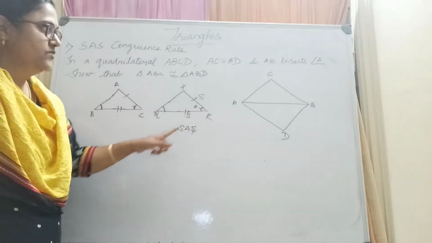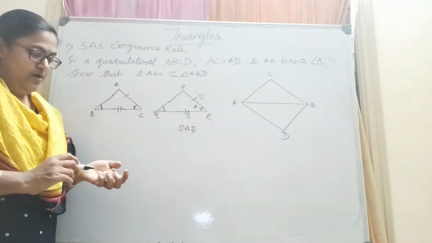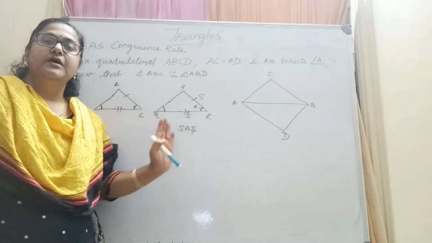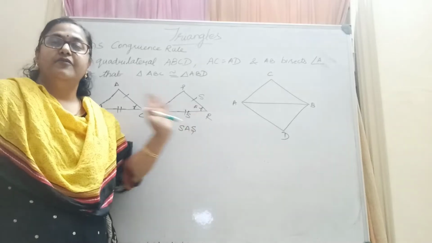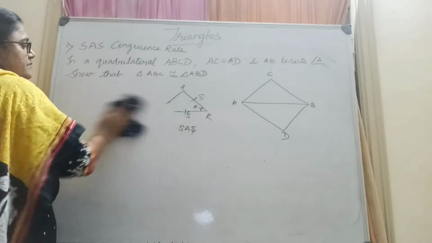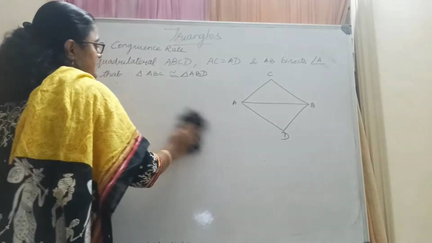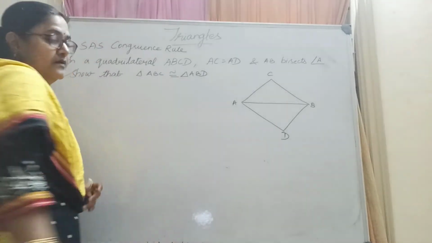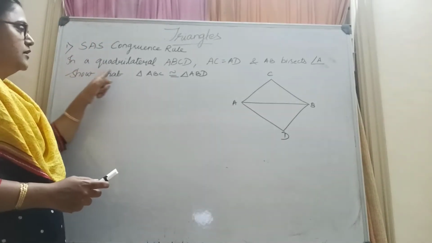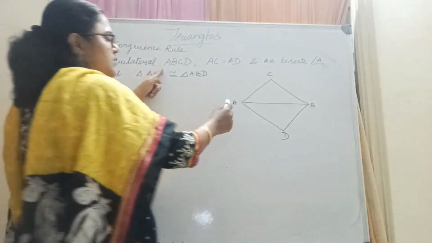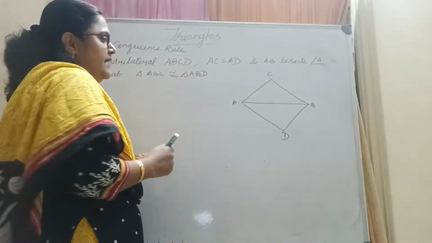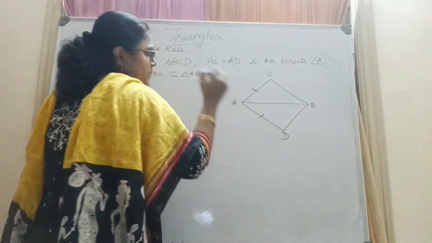Now using this, we are going to solve this question. Hope it is clear what is SAS congruence rule. So these three informations are required for proving that the triangles are congruent. Fine. Now, the question says in a quadrilateral ABCD, AC is equal to AD.